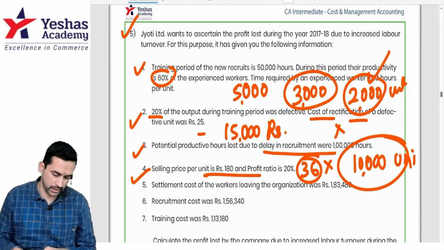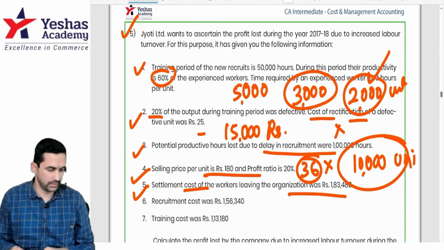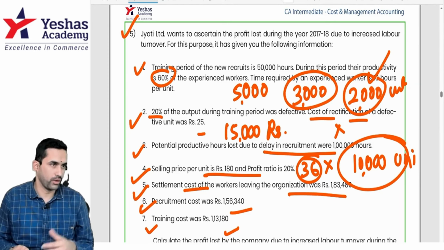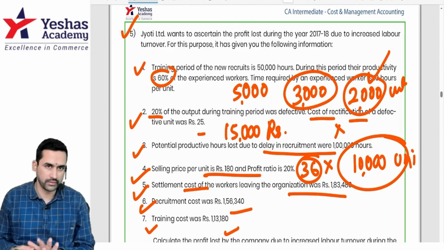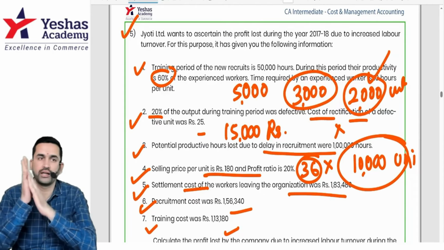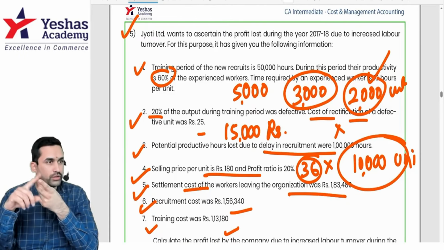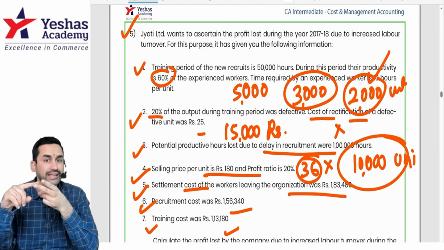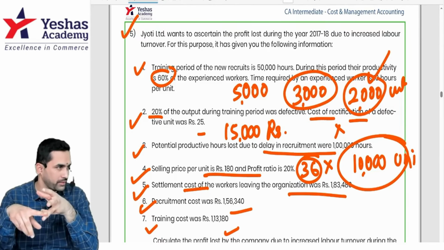Correct? Continue. Settlement cost of workers leaving the organization is given, recruitment cost is given, training cost is given. All three are copied from the question as they are. That means these many things are to be taken for my final answer. One, the number of units lost because of lower efficiency, and the number of units lost because of delay in hiring. Those total loss units into 36 rupee profit.